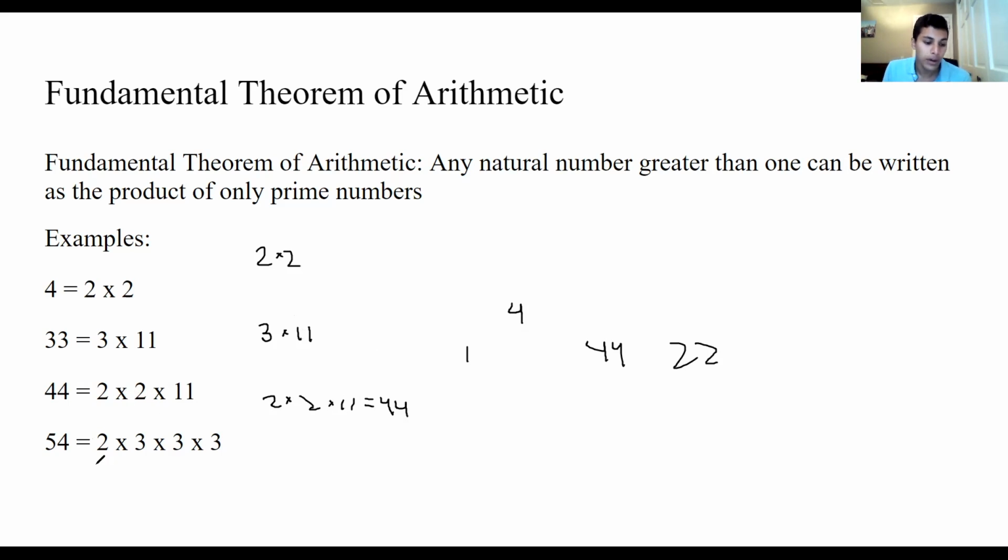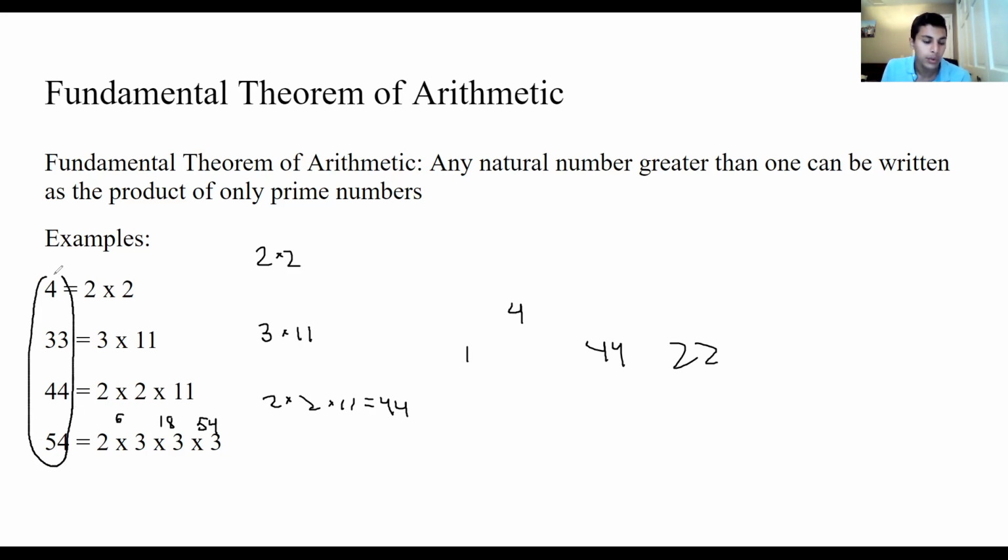And 54, an even bigger number, can also be written as just the product of prime numbers, just 2 and 3 in fact, because 2 times 3 is 6, times 3 is 18, and then times 3 equals 54. And this is true for every single number. Now, all these prime numbers are factors of these larger numbers.